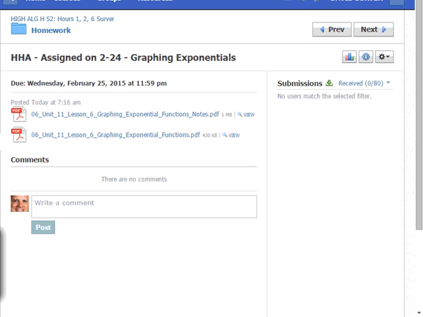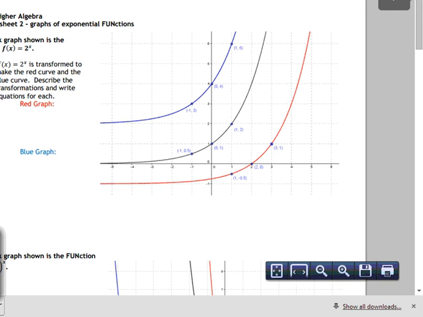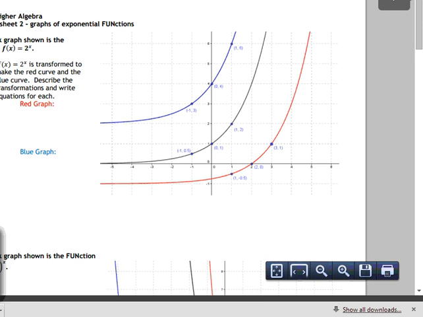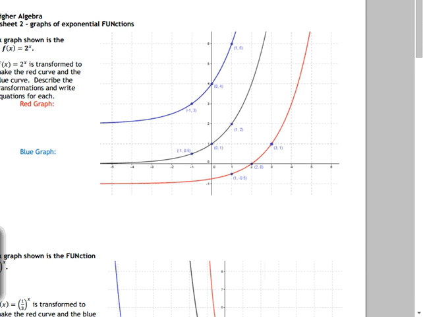It looks like this, and I'm going to grab the exponential functions worksheet right there. Okay. Since yours could have been on paper, we actually labeled the points and stuff. But if you just look at the red graph compared to the blue graph compared to the black graph, the black one is 2 to the x. Okay? That is your typical exponential function right there. And it wants to know what transformations happen to get the other ones.